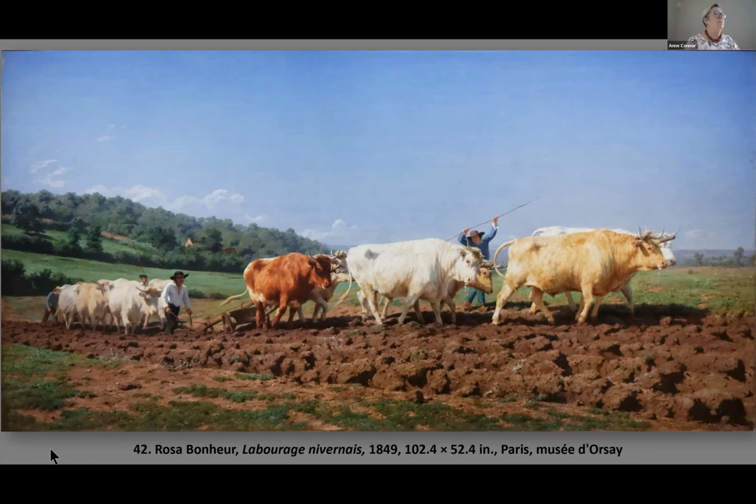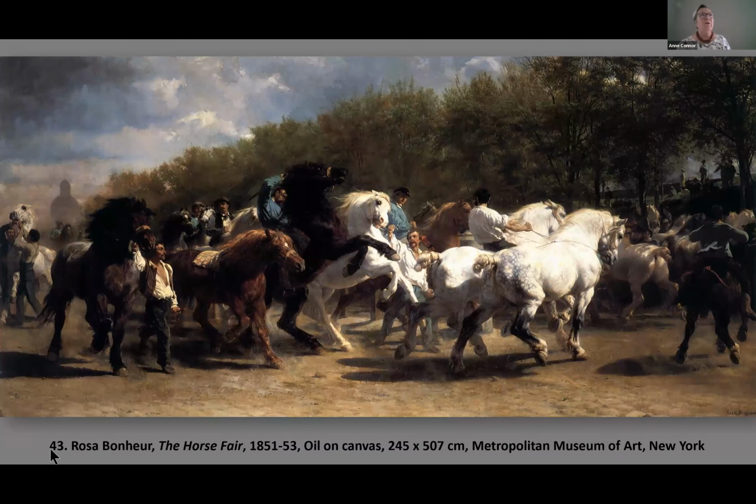One of her most famous paintings is this one of the horse fair, which she painted and showed at the Salon in 1853 and was immediately purchased by Cornelius Vanderbilt for $53,600, which was a record price at the time. Oh, from the Vanderbilts. Yeah, and that's why it's at the Metropolitan. Yeah, of course. But it's a very large painting. It's 2.5 meters by 5.